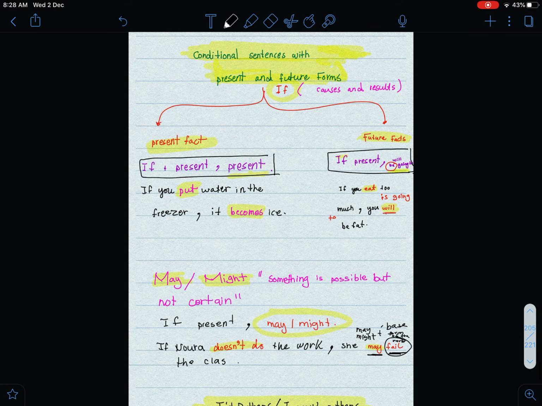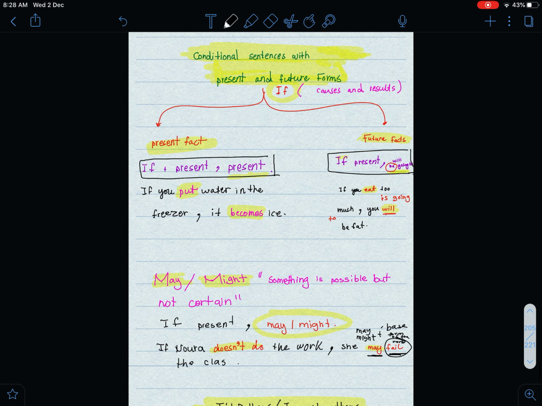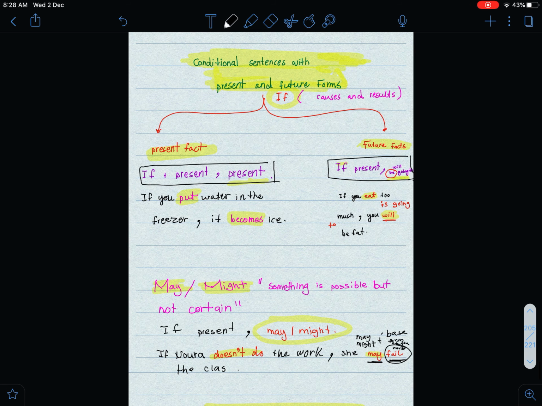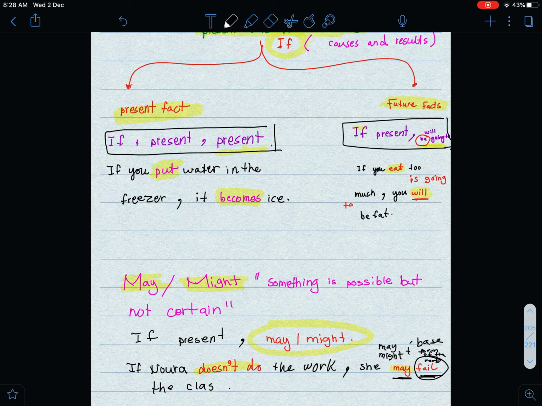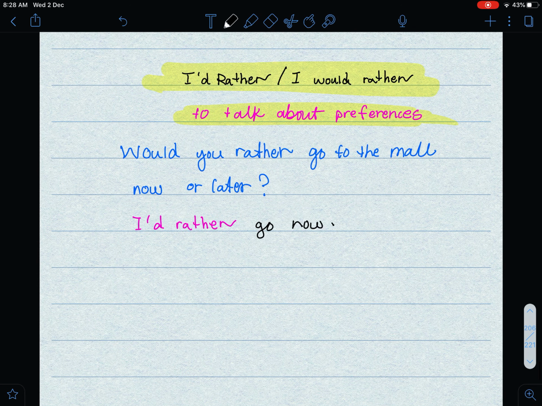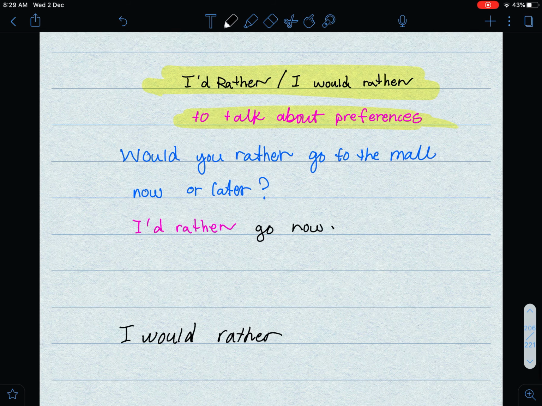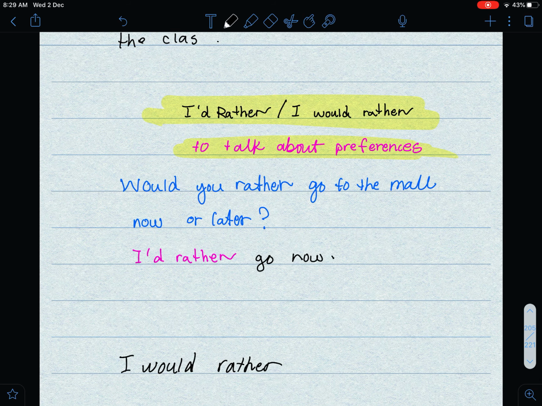As I said previously with if, when you're talking about cause and results, we talked about present facts, future facts, and also we talked about when you are not certain about something or you are not sure about something, you can use in the second clause may or might. Now let's move on to the last thing, which is I'd rather. I'd rather أساسا هي I would rather. You have to be careful when you pronounce would. The L is silent. حرف ال صامت.